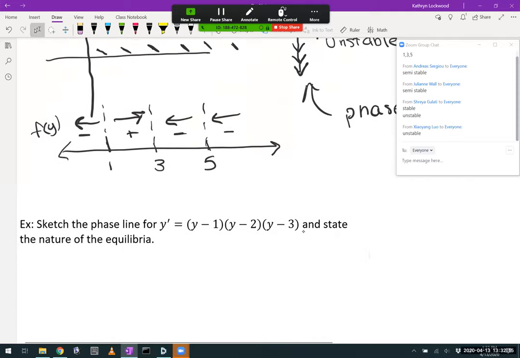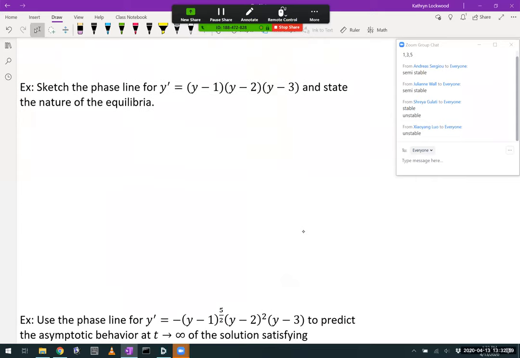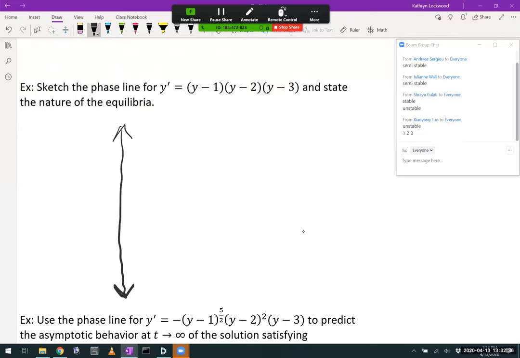All right, let's do a second one just like that, where we sketch the phase line, figure out the nature of the equilibrium. All right, first, give me the points I need to break it up by. What are my equilibrium points here? Good, 1, 2, and 3. The zeros of dy by dx.